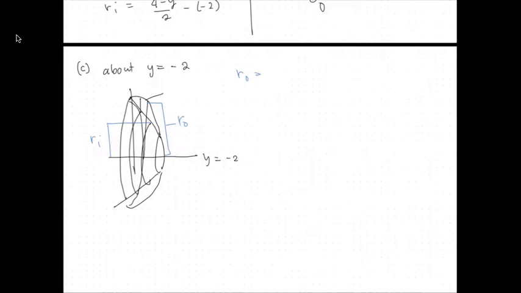Your R outer is in terms of x, because our strip should be perpendicular to the axis of revolution. So R outer is negative x squared plus 4 minus negative 2, so plus 2. And then R inner is negative 2x plus 4 minus negative 2, which is plus 2. And then the volume will be 2 pi, not 2 pi, pi. And then from here we go from 0 to 2.